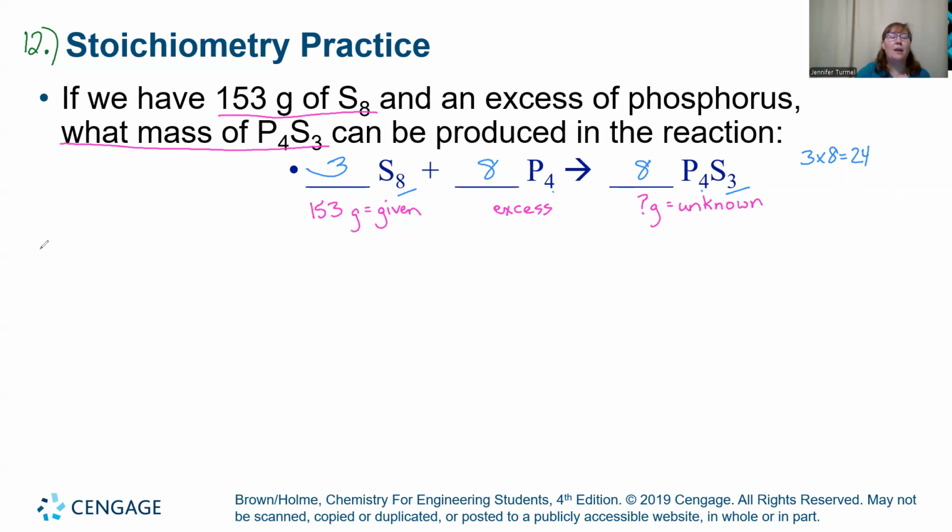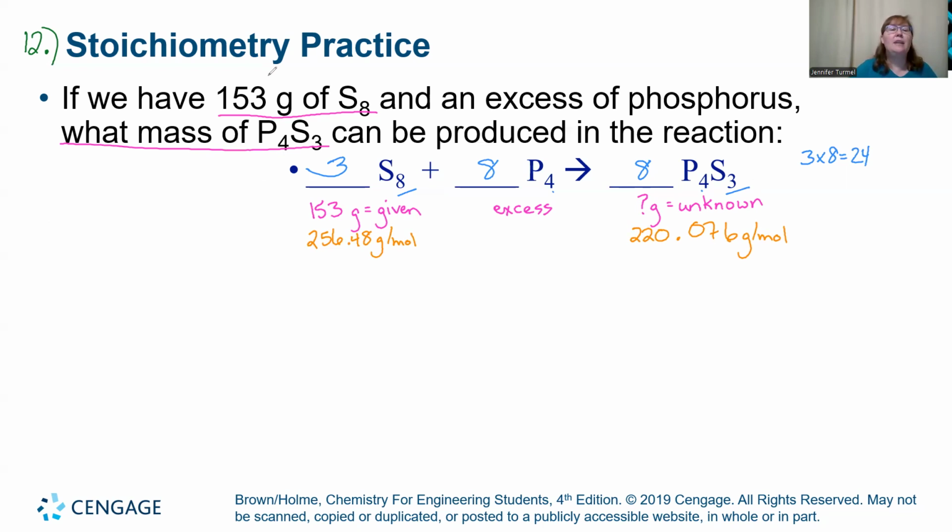Okay, so now let's go ahead and finish our setup. The molar mass for S8 is 8 sulfurs, so hopefully you are practicing that, and that is 256.48 grams per mole. And for P4S3, 4 phosphoruses and 3 sulfurs, that will give us 220.076 grams per mole. And now I have completed my setup, and I can begin my work.